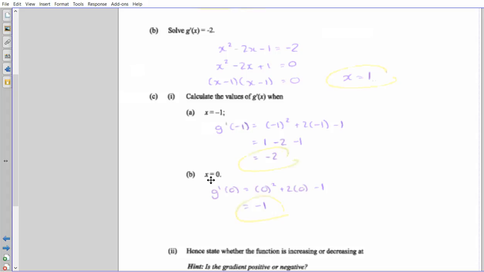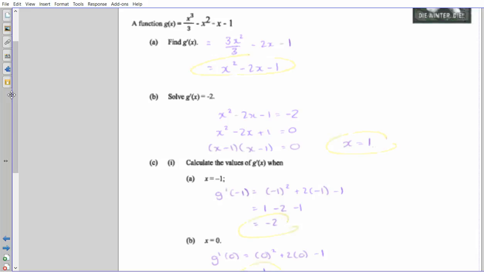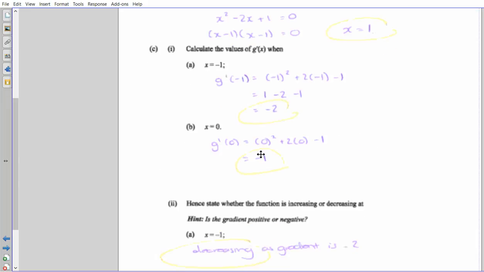Same thing again, but when x equals 0. So you've got the gradient function, sorry, which is not that one. Make sure to use this one, the gradient function. And we substitute in x equals 0. So put the zeros in brackets, plug it in the calculator like this, and you get negative 1.